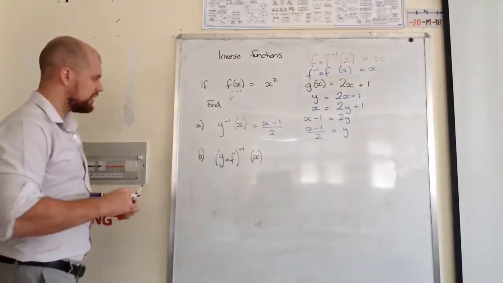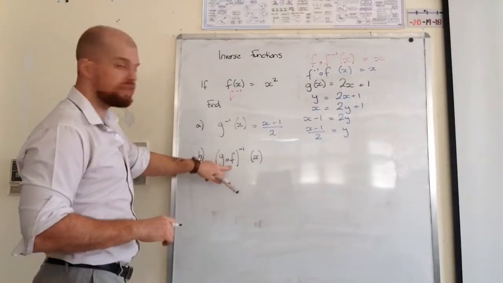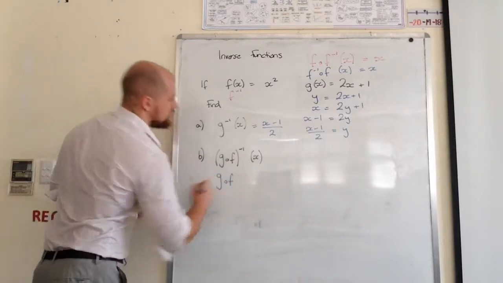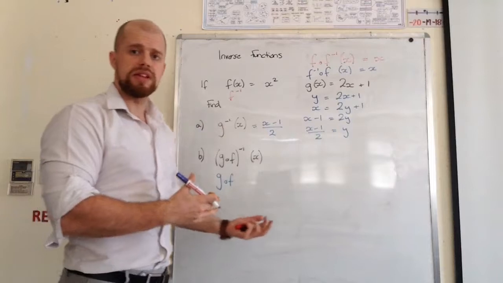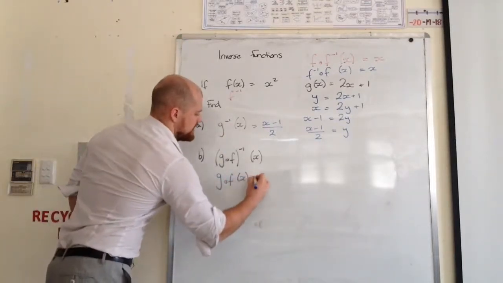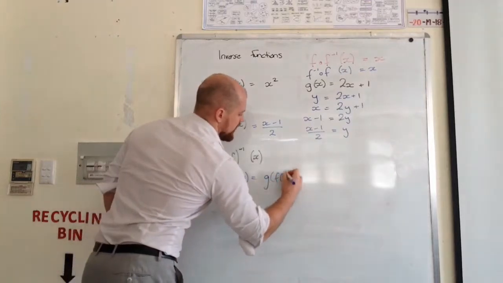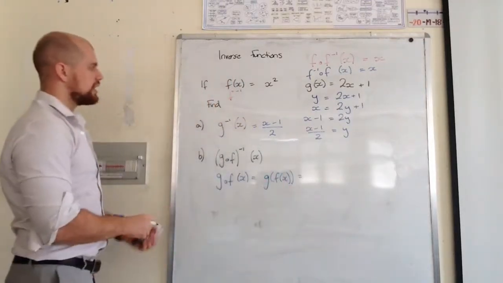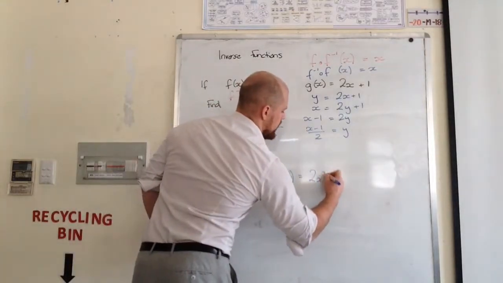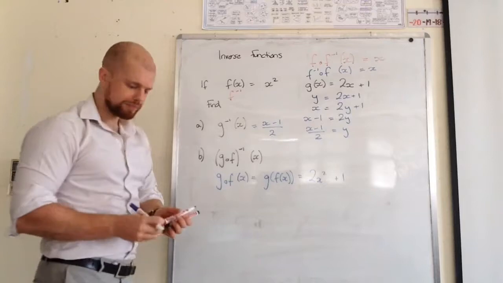Second one's a little bit harder. I have to do g composed of f inverse. So first off, let's find g composed of f. If you haven't gone back and watched the composite functions video, do that now. This is g of f of x. So you take f and you put it into g. If you do that, you get 2x squared plus 1.